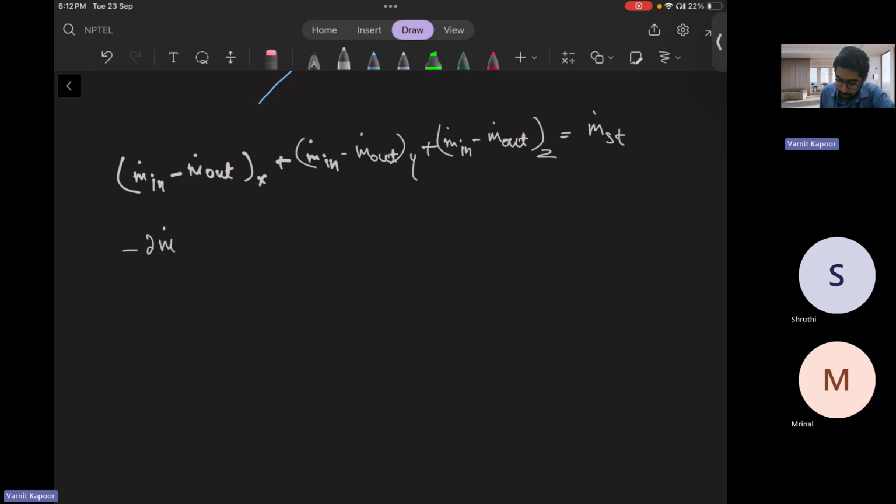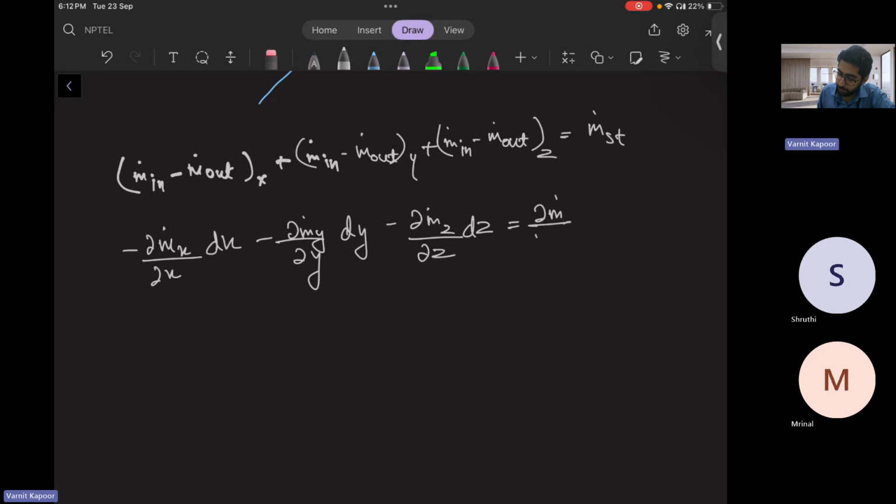So we can write, and similarly for the other three directions, so we can write in overall that it is minus ∂ṁx/∂x dx minus ∂ṁy/∂y dy minus ∂ṁz/∂z dz is equal to ∂m/∂t, whatever mass has been stored with respect to time. Now how can we represent the mass flow rate?